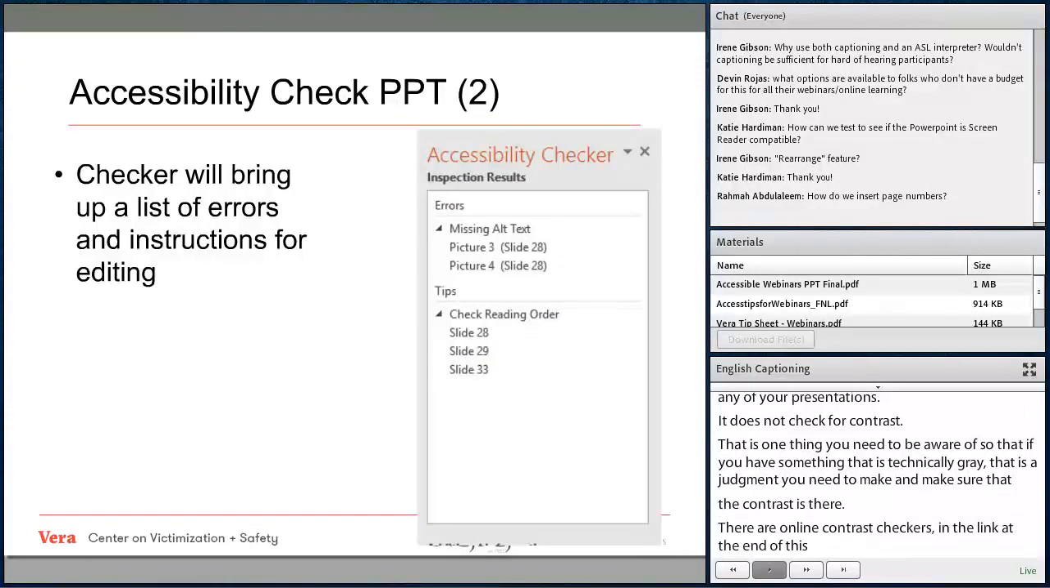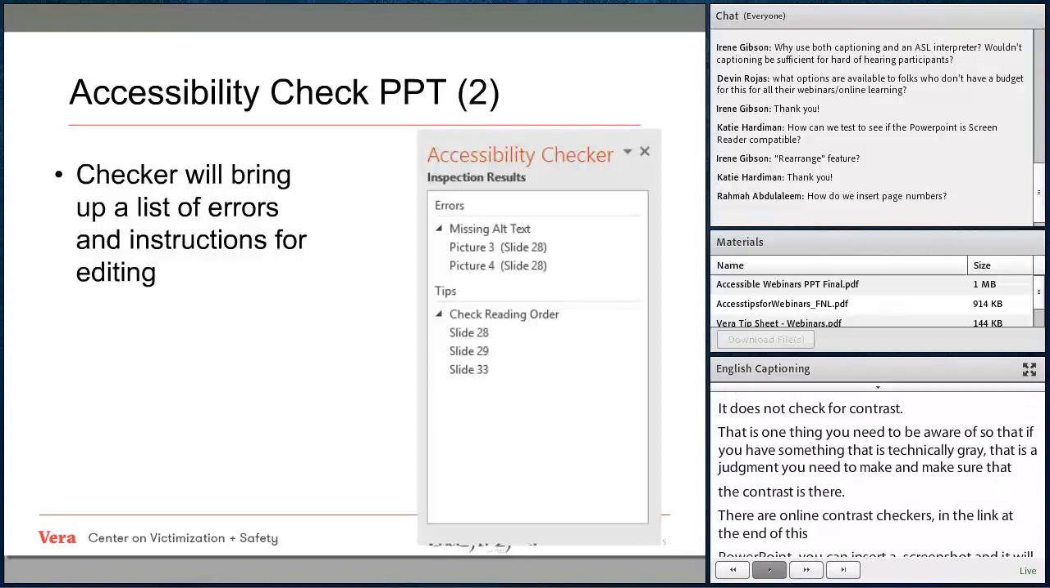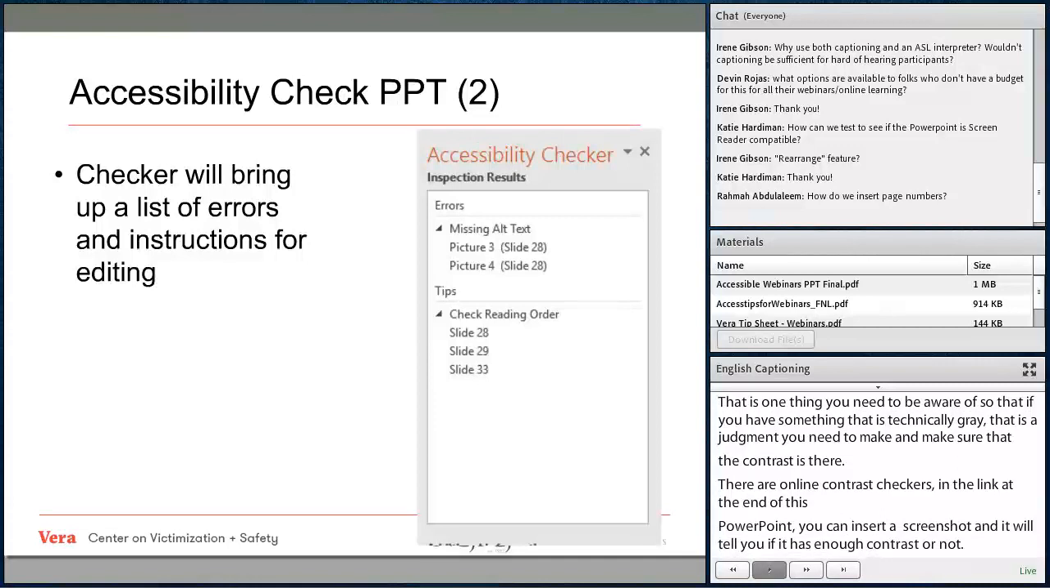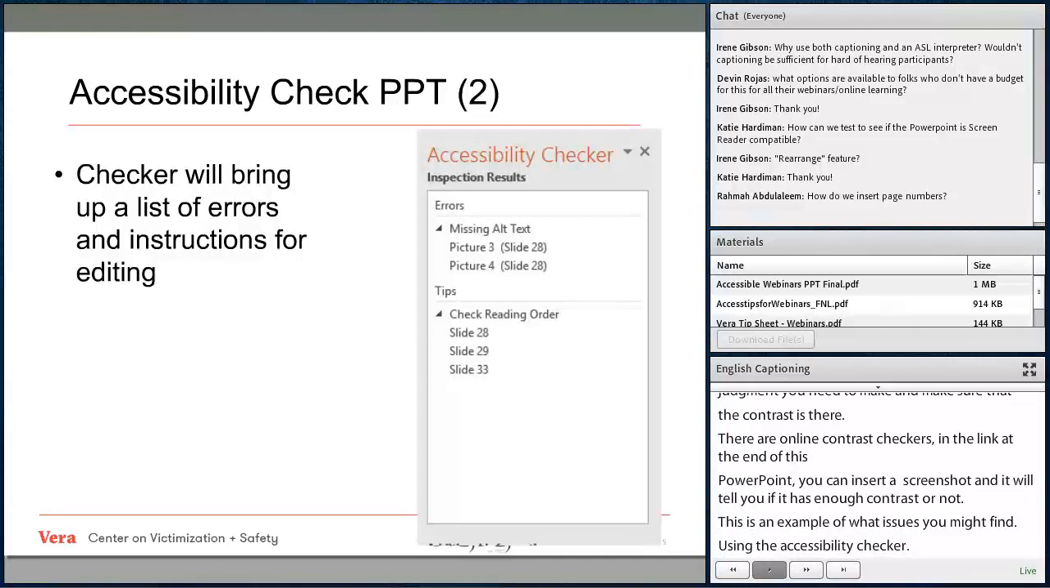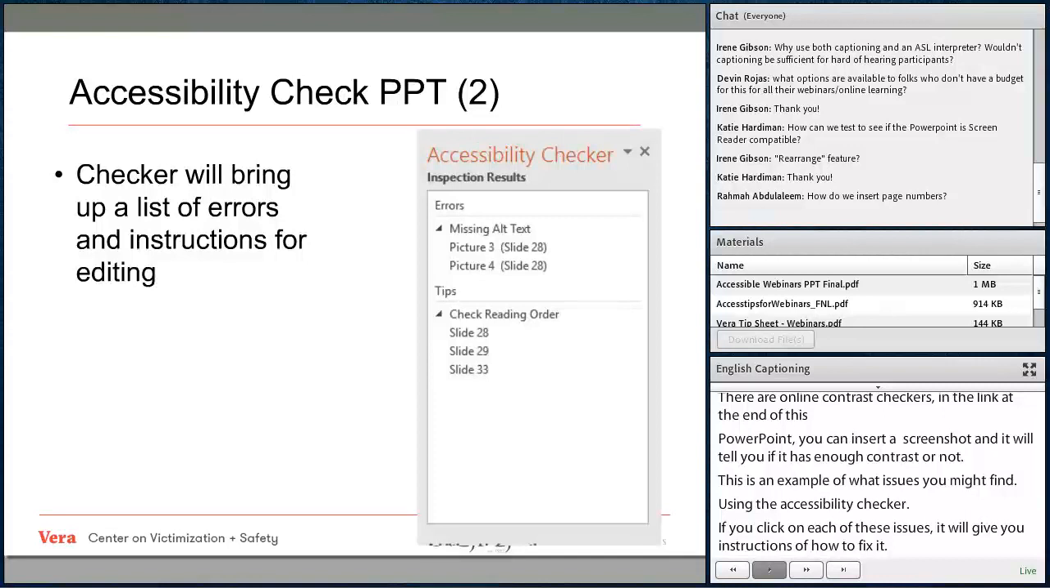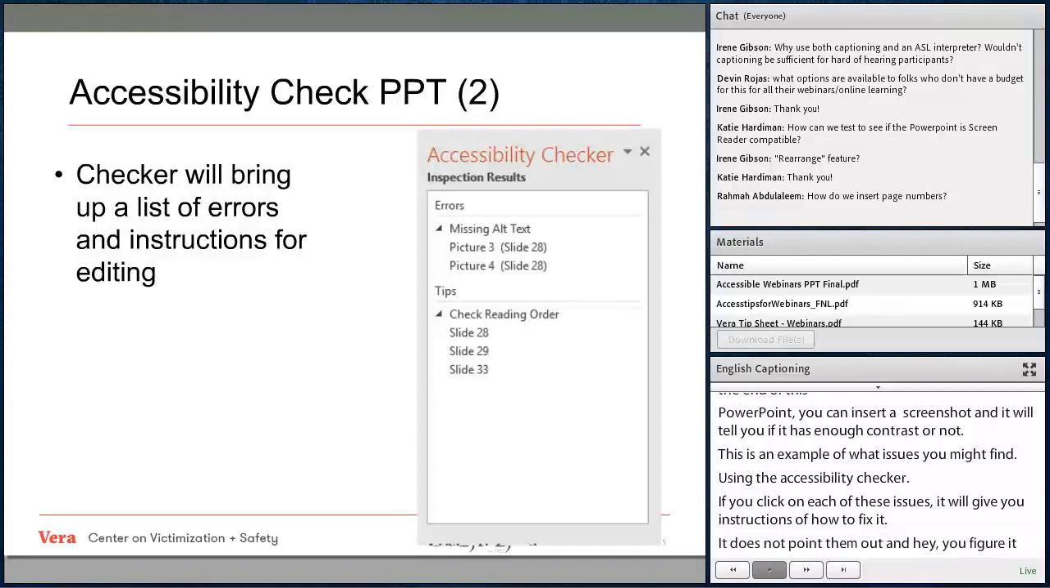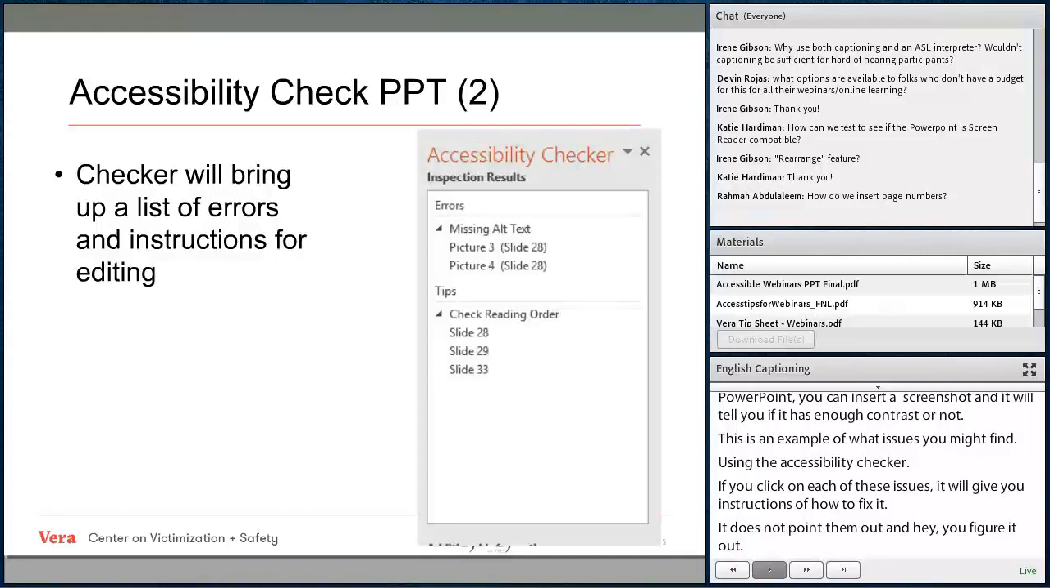So this is just an example of what issues you might find using the accessibility checker. When you click on each one of these issues, it will give you instructions for how to fix it. It doesn't just point them out and then, hey, you go figure it out. It will give you exactly which picture is missing alt text, and it will give you explicit instructions on how to add that. And then the reading order as well.